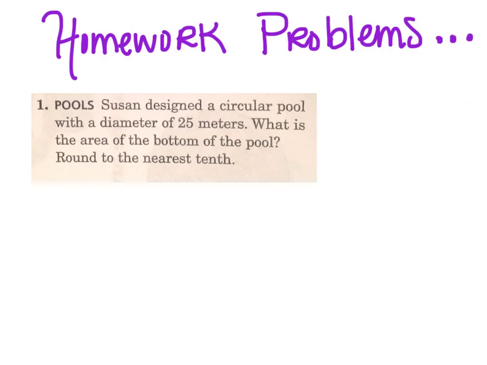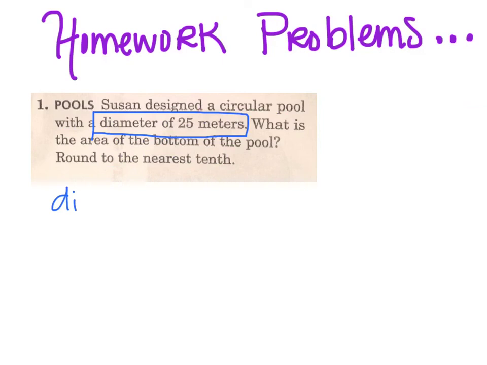Number 1 says, Susan designed a circular pool with a diameter of 25 meters. What is the area of the bottom of the pool? Round to the nearest tenth. So just like in our homework, our final answer, we're going to round it. When you're doing these story problems, look through the problem and find the part that either says radius or diameter.